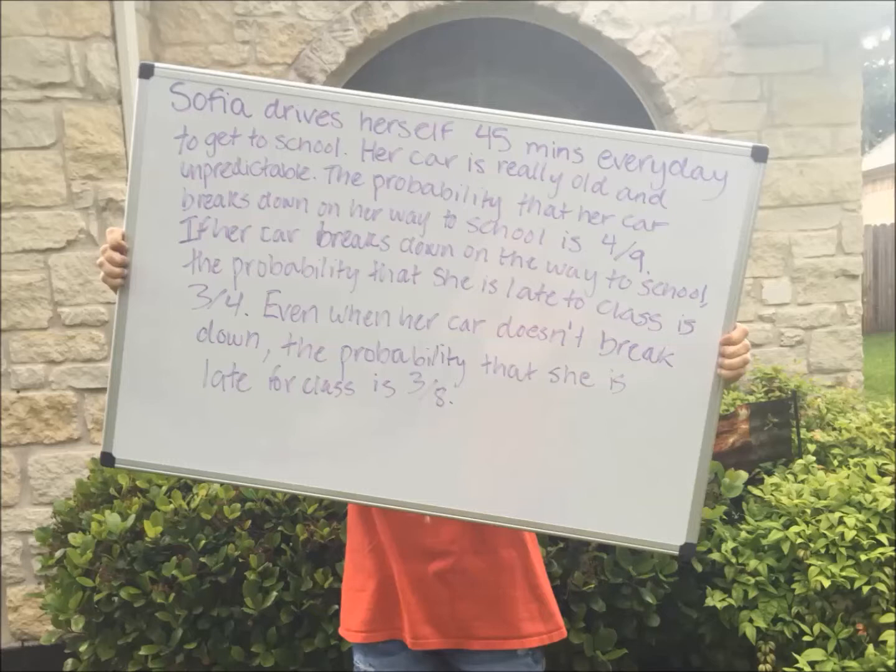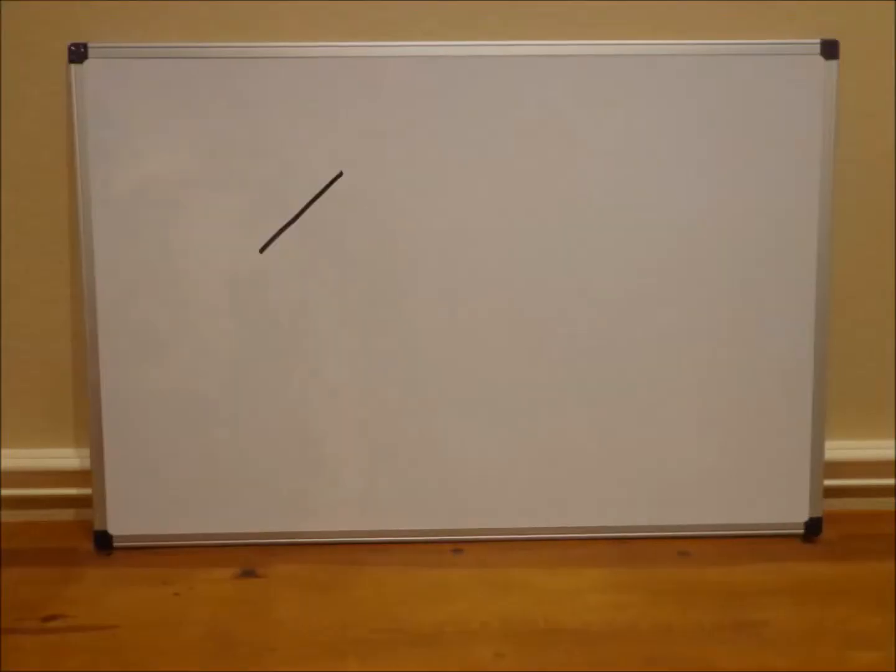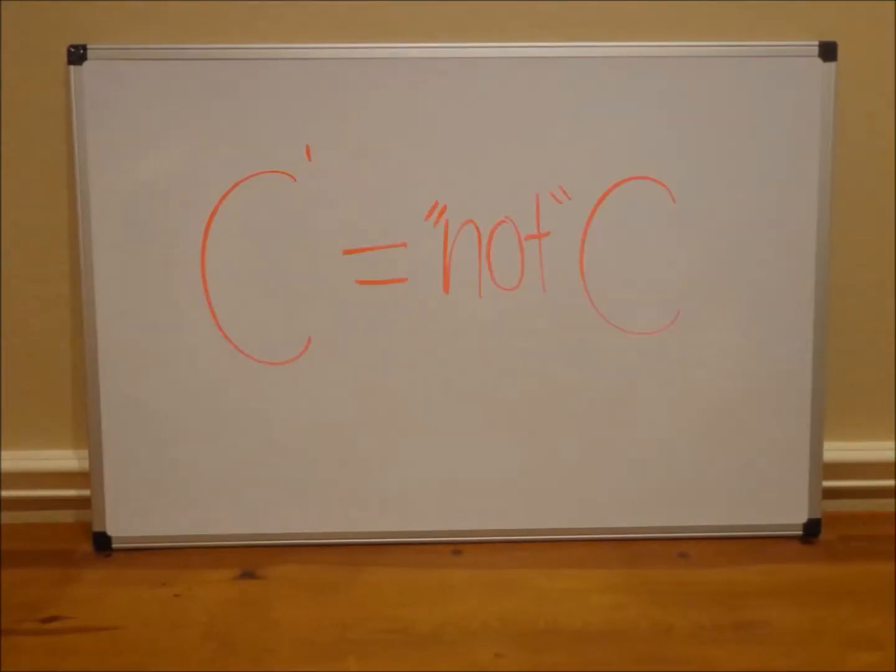The first step to learning how to solve probability tree problems is understanding how to fill one in. Let's try it. The first two branches are representative of the independent variable in the problem. For our problem, this is whether or not Sophia's car breaks down. We're going to use the letter C to represent this variable. The apostrophe added to the C means not. So C apostrophe is the probability that Sophia's car does not break down.